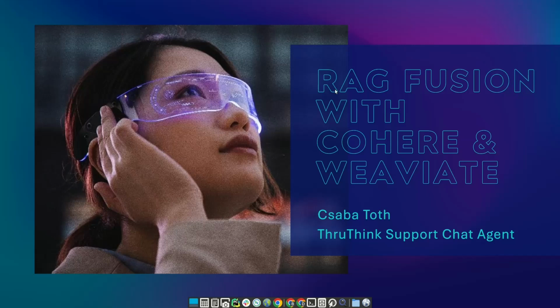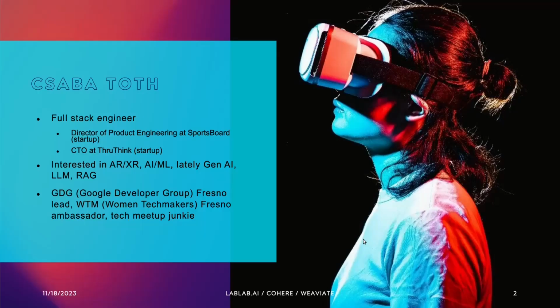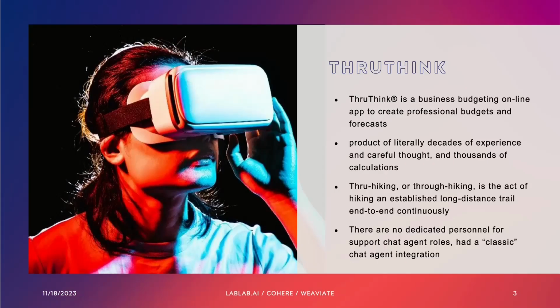Hi, my name is Csaba, and my submission is Rec Fusion with Cohere and Weaviate, which would provide technology for a support chat agent, a large language model based agent for Throttling. I'm a full stack engineer for two startups and interested in meetups and other technologies as well, lately generative AI.